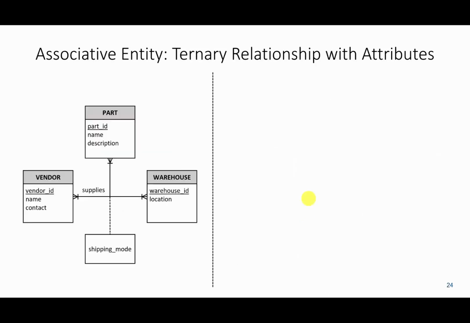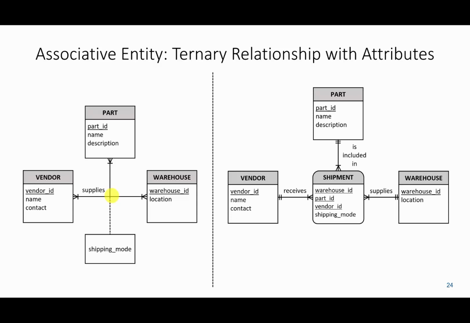Let's look at an example of a ternary relationship now. So here we have a vendor that supplies a part to a warehouse. There's many-to-many relationships involved. We have an attribute of the relationship of shipping mode. So we're going to slap an associative entity in the middle of these 3 entities. Again, with rounded corners. It's all mandatory many on all of these sides. So we're going to say a vendor mandatory many to the shipment, mandatory many part to the shipment, and mandatory many warehouse to the shipment.